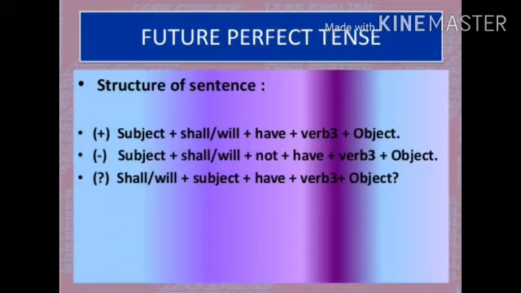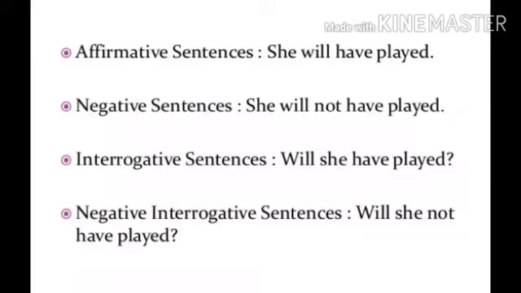In affirmative sentence, we have to form the sentence first of all by using subject, afterwards will or shall, plus have, plus third form of the verb. My dear students, I informed you before that in perfect we use third form of the verb, and at last we have to use object. Now come to the examples.